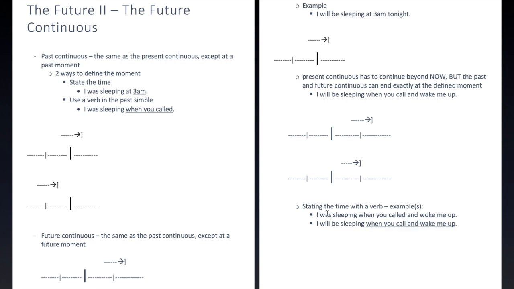And when we were in the past, when we did the past continuous, what tense did we use? We used the past simple to define the moment. But when we define the moment here in the future, what tense do we use? Do we say, I will be sleeping when you will call and wake me? No, we don't say that. We just say, when you call and wake me up. So this is a mistake that people make a lot of the time. I think that thing is going to happen in the future also, so I should put it in the future.